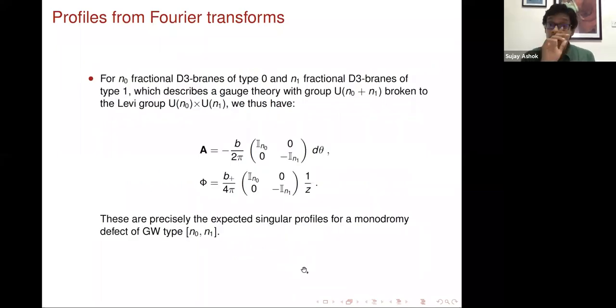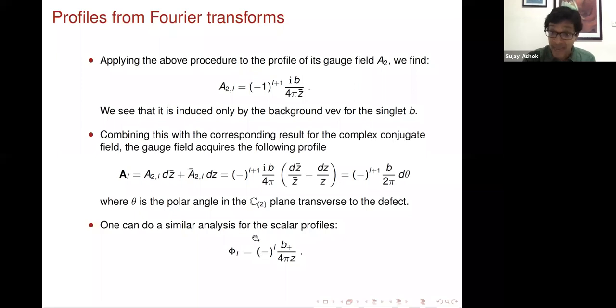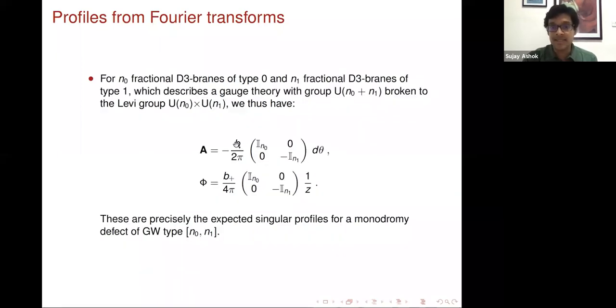Okay, and now we had n0 branes of type 0 and n1 branes of type 1 in the Z2 orbifold. And these things don't depend on, so it just depends on the fractional brane with this (-1)^I label. So it's just this matrix form, and this is exactly what we'd expect for the Gukov-Witten defect of type n0 n1. So essentially, as I'll show you, B is like alpha, and B plus is like the beta plus i gamma. Okay. So remember, all of these are just for the NS sector scalars.